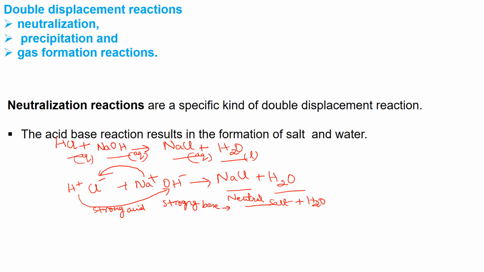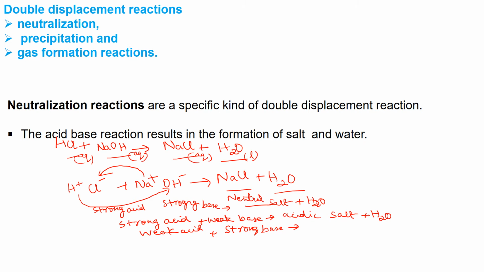What about strong acid and weak base? Then an acidic salt and water will be formed. So here, strong acid plus weak base, then what is formed? Acidic salt plus water is formed. Now if weak acid plus strong base, then there will be basic salt plus water formed.